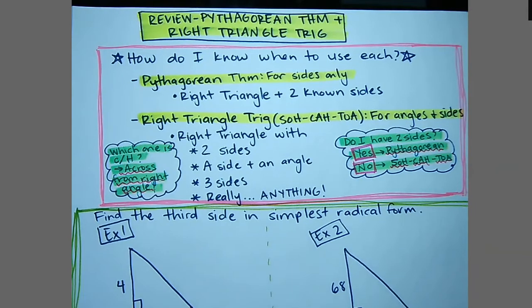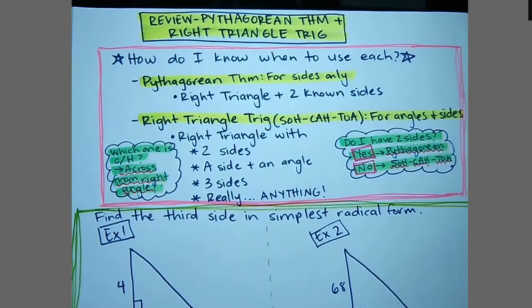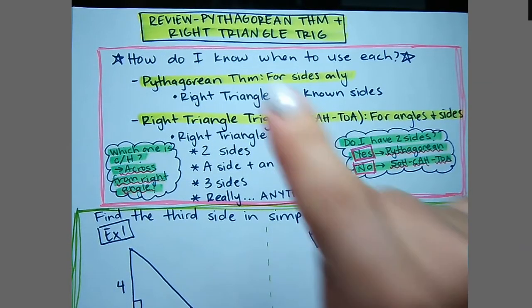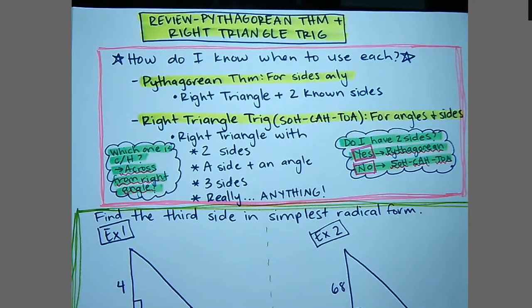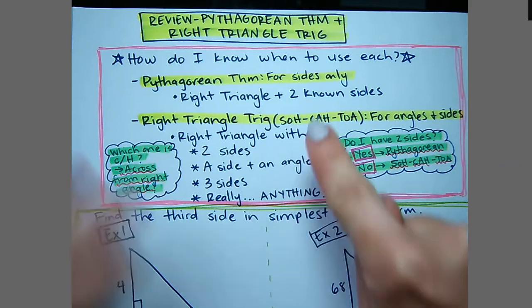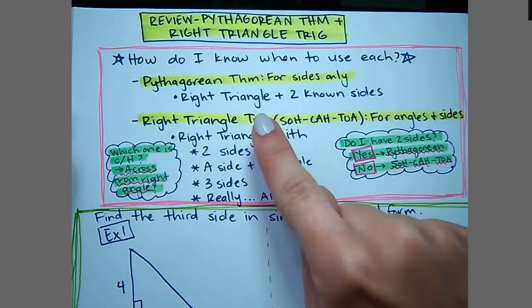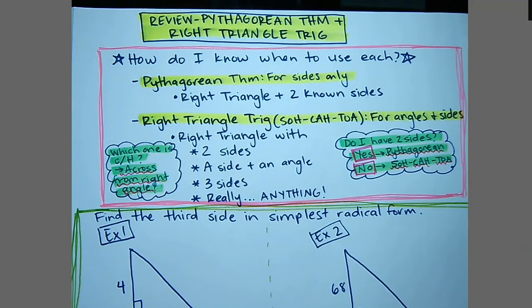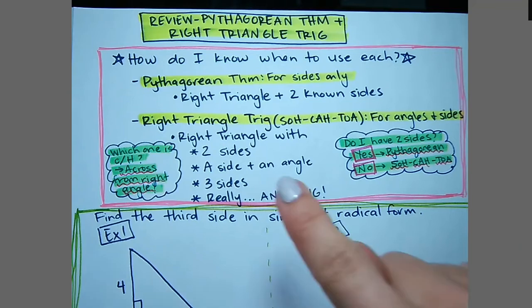All right, so what you're going to be learning about today is really just a review of the Pythagorean theorem and right triangle trig. So how do you know when to use each? The Pythagorean theorem is only for whenever you're looking for sides. So if it's asking you to find a side, then if you have two known sides, you can use the Pythagorean theorem. It also has to be a right triangle.